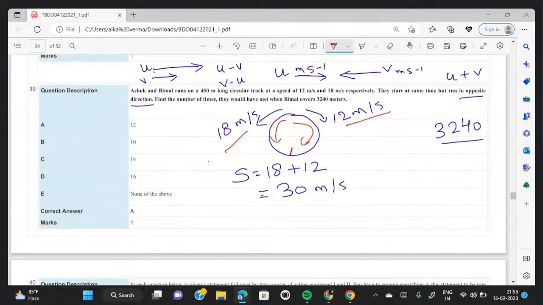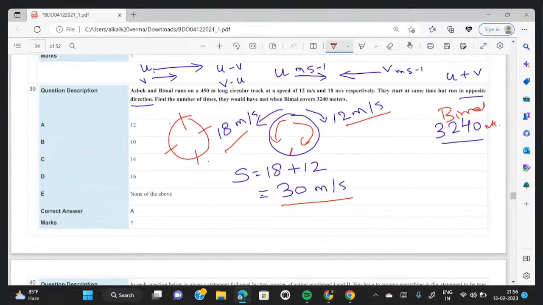So the total speed is 30 meters per second. Now the question is, Bimal is covering 3240 meters. Let us see how much time he is taking. Because when both of them meet at some point, again they will meet at some point, and again at some point. We will not be able to determine at how many points they are meeting.